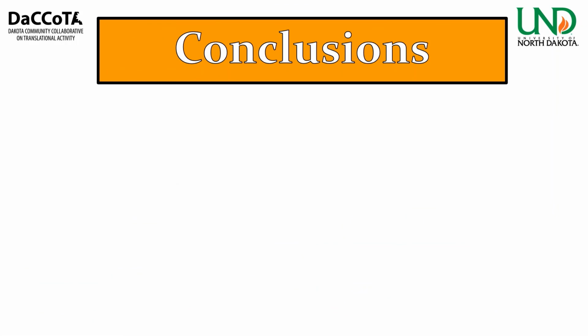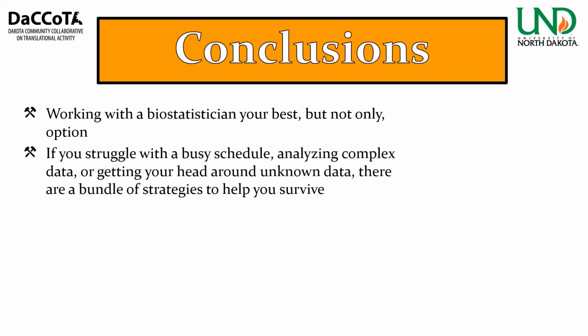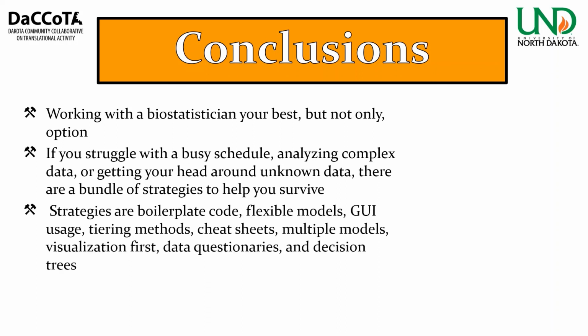Okay, dokie, we went over 9 possible tools in your survival toolkit, 9 potential options. So to conclude, working with a biostatistician would be your best, but certainly not your only option. If you struggle with a busy schedule or complex data or getting your head around unknown data, there are a lot of strategies to help you survive. Those strategies we talked through: boilerplate code, flexible models, UI usage, tiering methods, cheat sheets, multiple models, visualization first, data questionnaires, and decision trees. And if you want to sort of mnemonically memorize these, I have little icons.